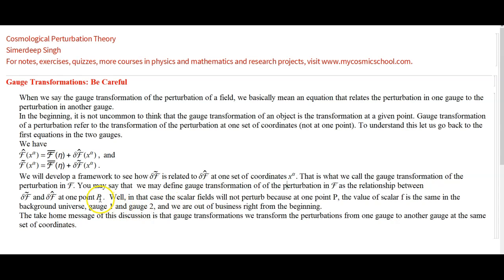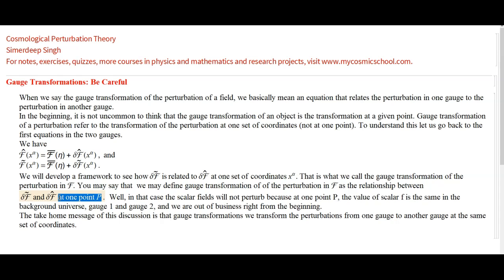Now you may say that we could define our transformation so that we transform the values at one point P. You may say that this is gauge transformation, that is transformations at one point P. But you will not have any transformation at one point P. Why? Because the value of scalar at one point P does not vary from gauge to gauge.